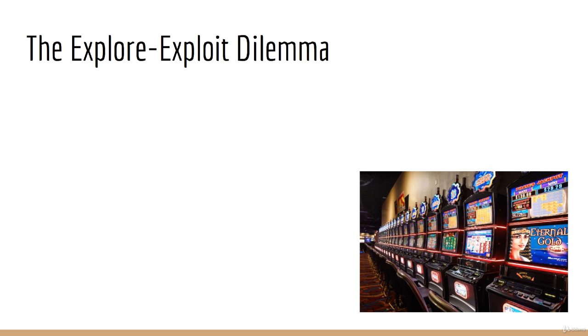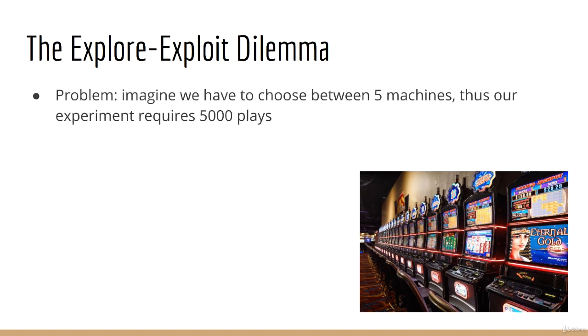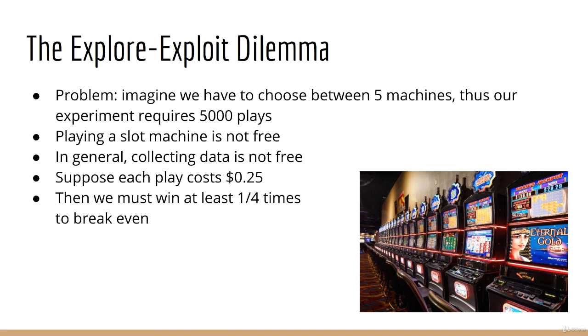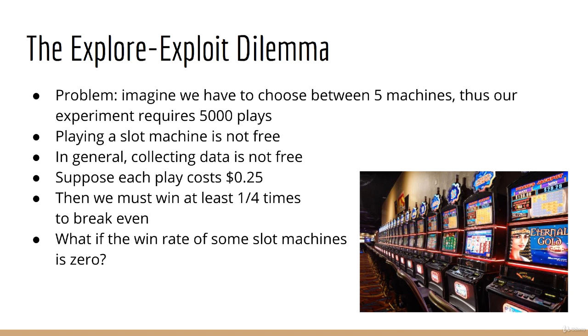But what's the problem with what we just did? Let's say you have to choose between 5 slot machines. If you played each slot machine 1,000 times, that means you've played 5,000 games. Now let me remind you that playing a slot machine at a casino is not free. In general, collecting data is not free. It usually requires time, resources, or both. Let's say each time you play a slot machine, you spend 25 cents. You need to win at least 1 out of every 4 times in order to break even. Imagine that for some of these slot machines, you win 0 times. Now, it becomes clear that playing those slot machines 1,000 times would be a huge waste of both time and money.